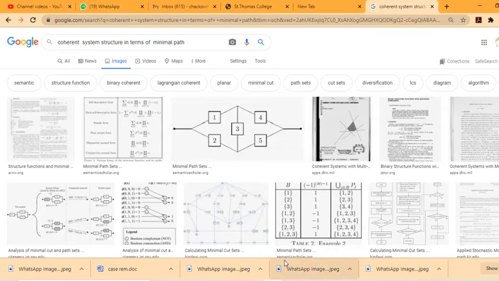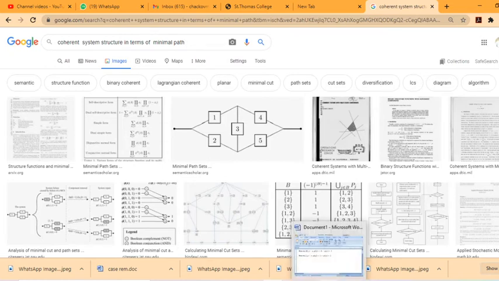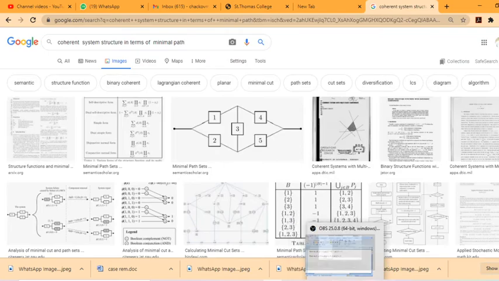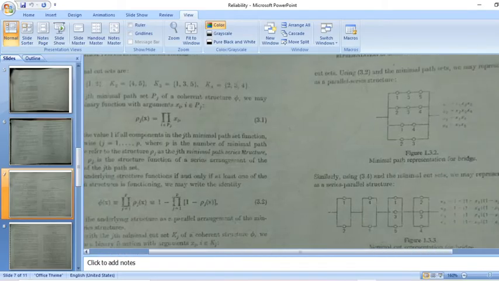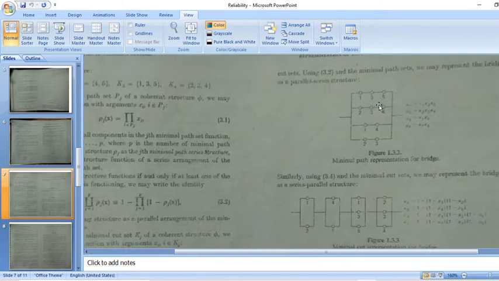So what will be the structure of the minimal system in terms of minimal paths? Yeah, that you can see in this figure, it is available here. If at least one of the paths is functioning, then the system will be functioning. So what are the minimal paths? 2, 3, 1, 4, 2, 3, 4, 1, 3, 5. So if at least one of the minimal paths is functioning, then the system will be functioning.